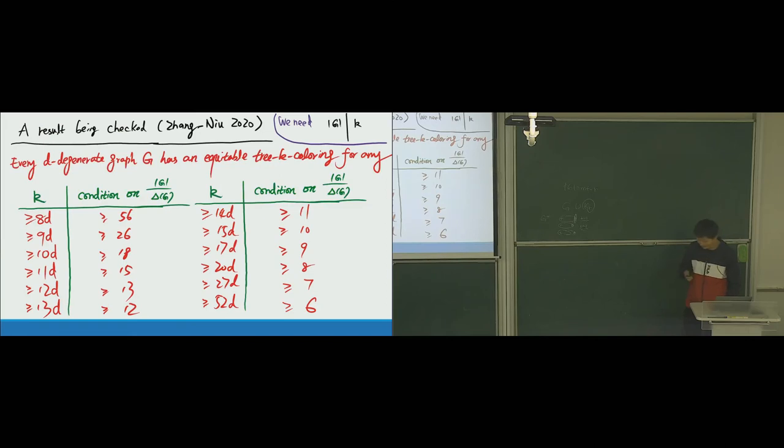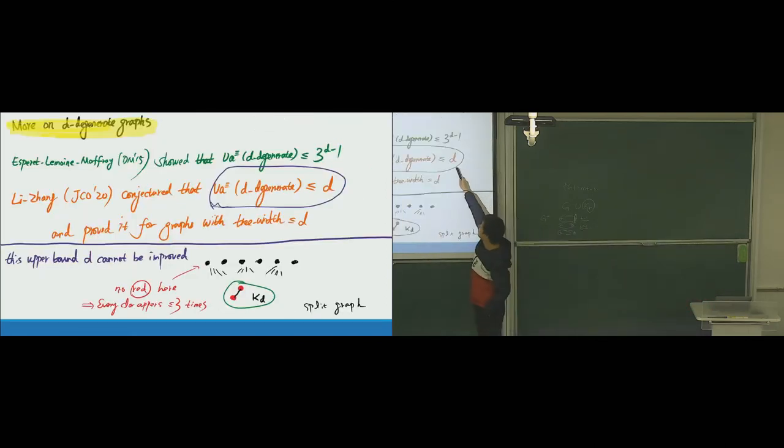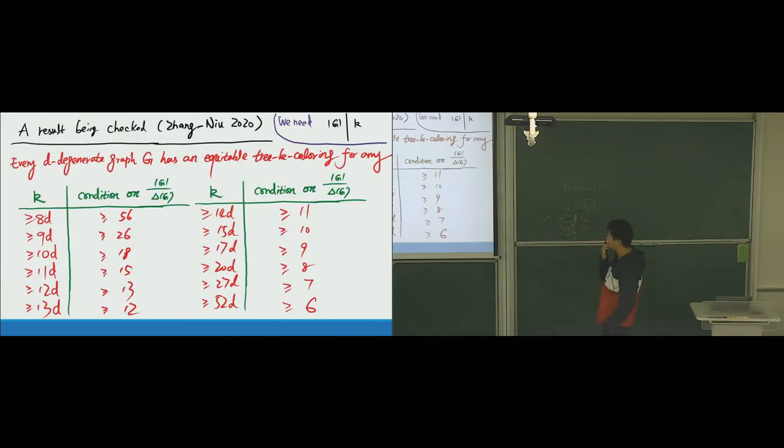And recently, this is our conjecture. Compare this conjecture to the known result. You can see that the known result is like this. So we want to prove some linear bound here. So we have done some work like this. That means if we have some D degenerate graphs, if the maximum degree is not very large, then we can get a linear bound for an equitable vertex arboricity.